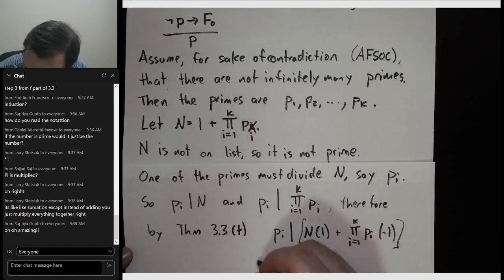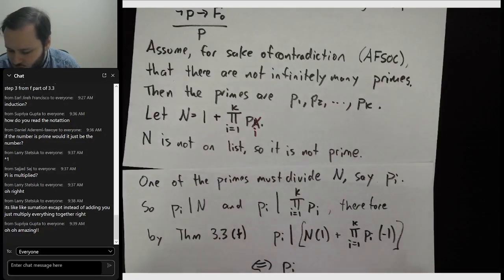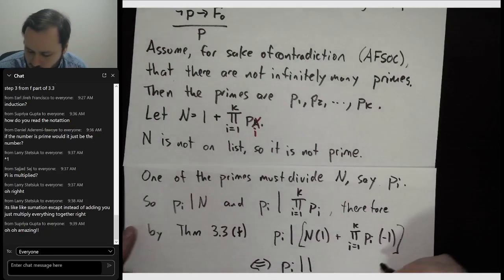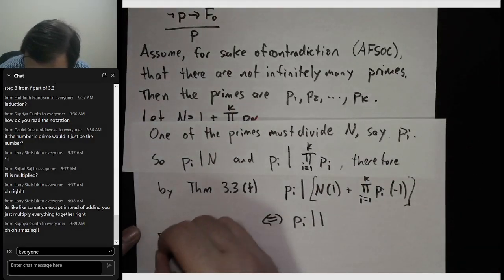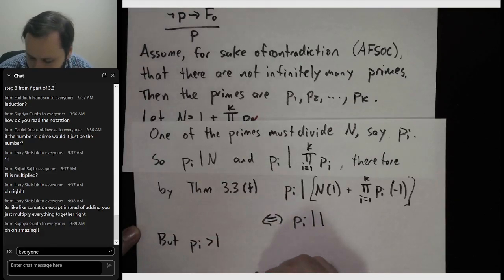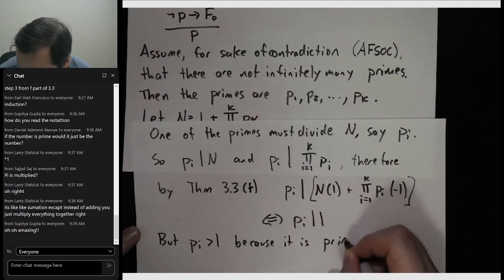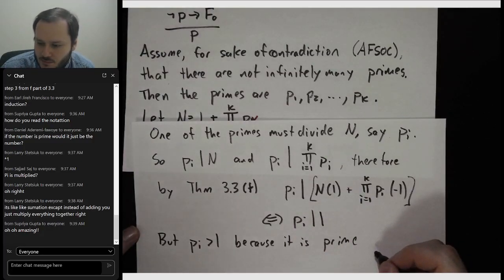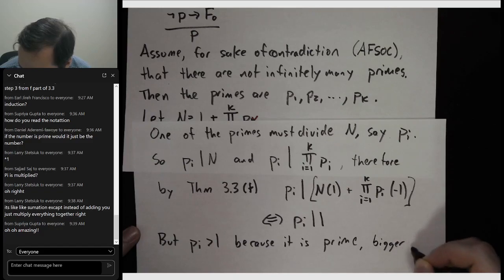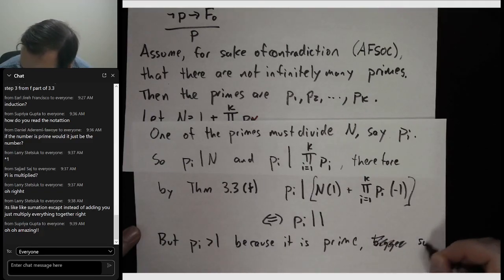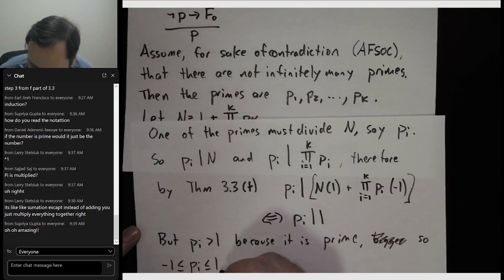But this number, remember, I defined n to be 1 more than that, so when I subtract that off, I get p sub i divides 1. And this is not possible for a prime number. But p sub i is bigger than 1, because it's prime. And we had that theorem, a bigger number can't divide a smaller number. So I'll just say, so -1 is less than or equal to p sub i is less than or equal to 1, and that's our contradiction.